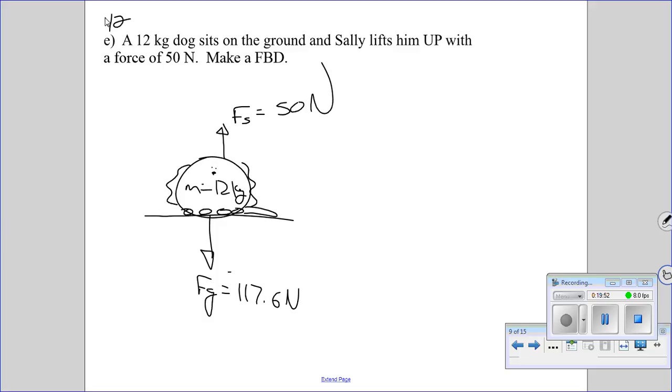Negative 117.6. Is she going to succeed in lifting the dog? No, because to lift the dog, she would need more force than gravity, right? So what's the dog going to do? Just keep sitting there, right? She has not lifted the dog because 50 newtons is less than our force of gravity, ignoring negatives. So, right?